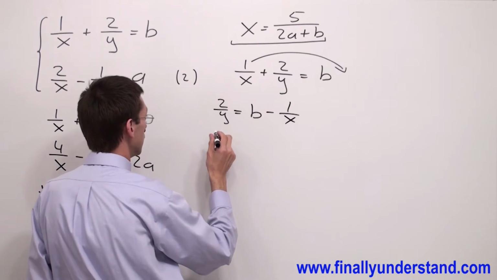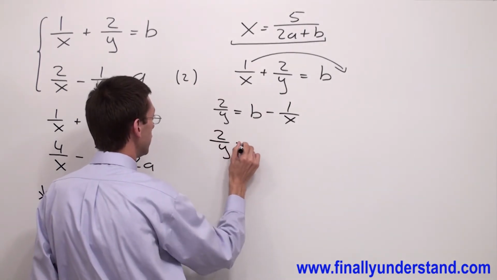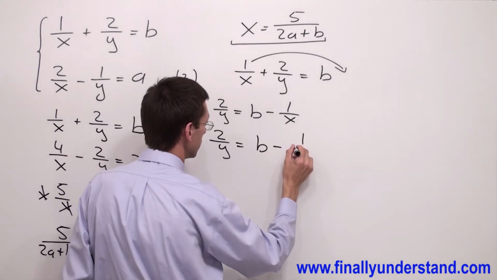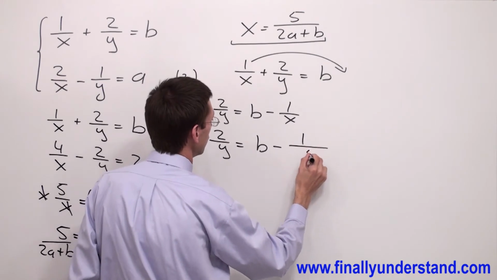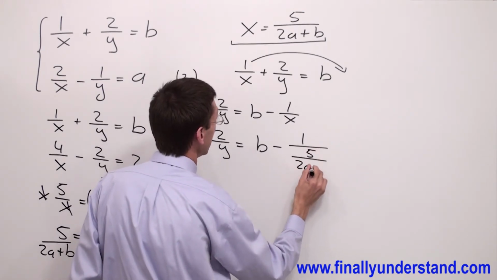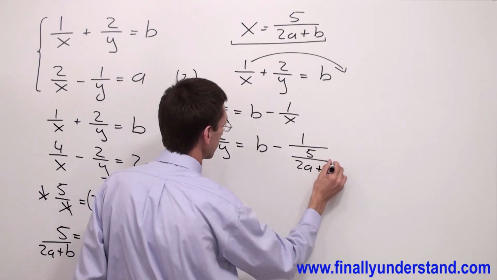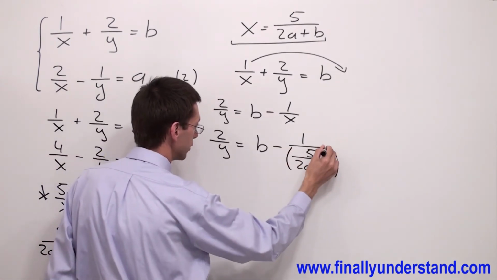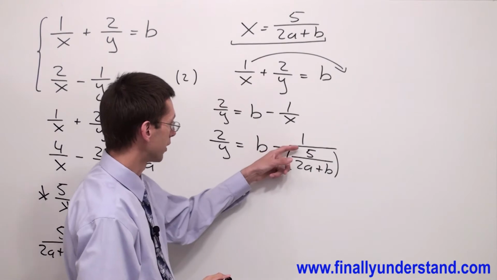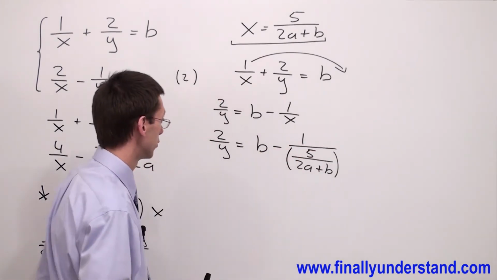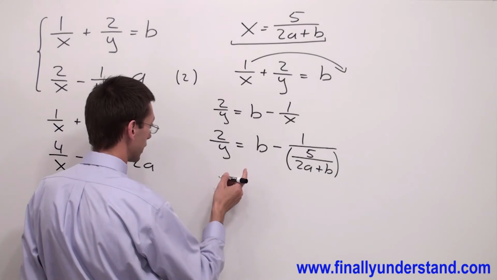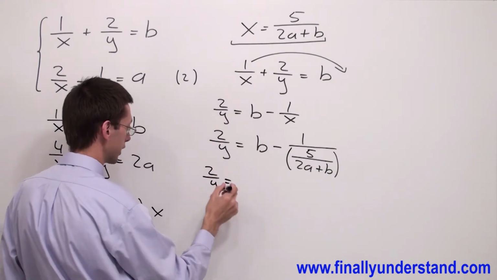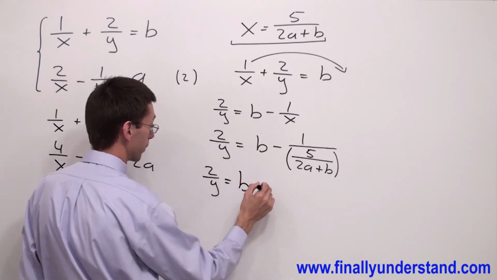So I have 2 over y equals b minus, and I have 1 over 5 over 2a plus b. Okay? So this is a fraction in the denominator, and a fraction bar represents division. So I'm going to simply perform the division. So I have 2 over y equals, I'm copying the left side, b minus.